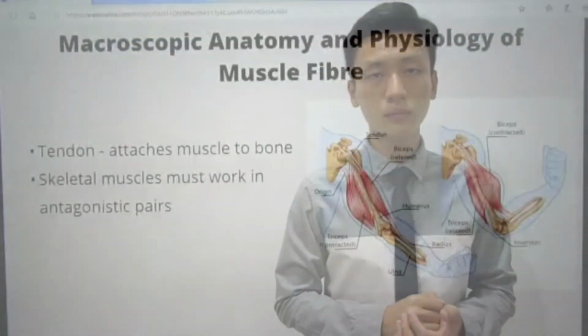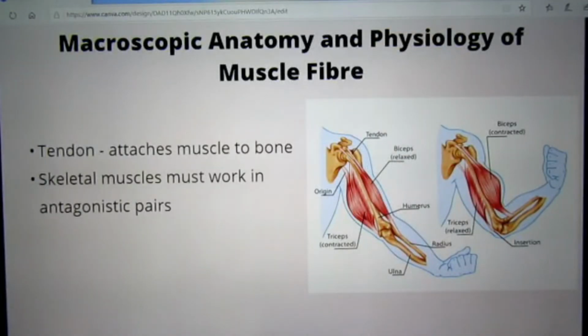structure of muscle fiber. First of all, let's look at macroscopic anatomy and physiology of muscle fiber. When I first say muscle, what's the first thing that comes to your mind? Is it bicep, tricep, quadricep, abdomens? Yeah, they are all right. They are all macroscopic structures of our muscle system.